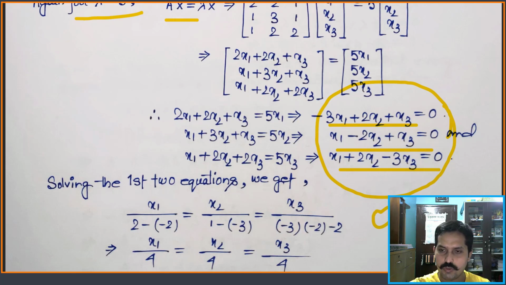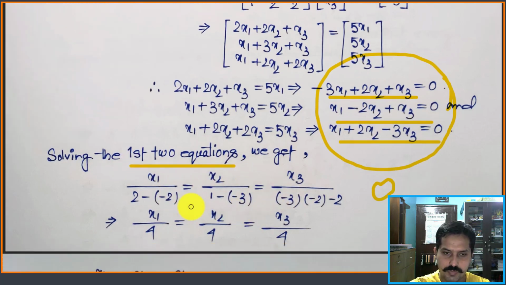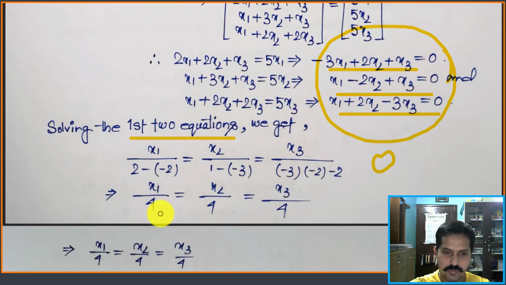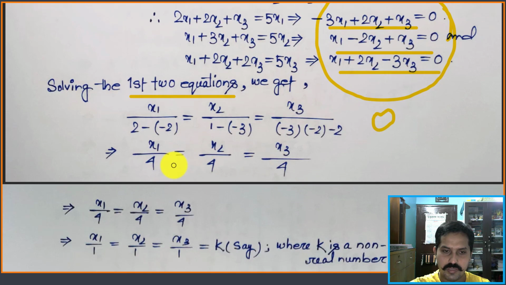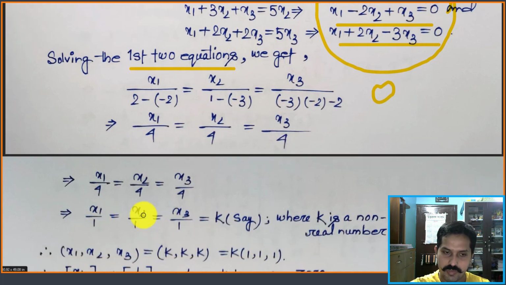So to find the non-zero solution, we have to consider any two equations out of these three equations. Here I have considered the first two equations. Okay, so by simplifying or by cross multiplication, what I get is x1 by 4 equals x2 by 4 equals x3 by 4. Then dividing all these by 4, we get x1 by 1 equals x2 by 1 equals x3 by 1 equals k.